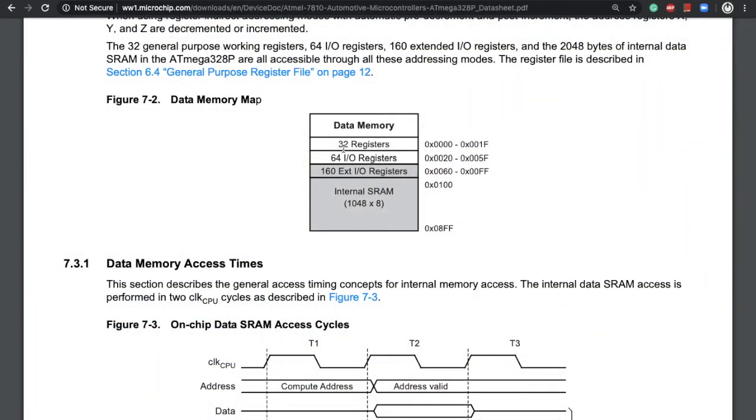Over here, it tells you the data memory mapping. It has 32 different registers. It starts from the very top, 0x00, all the way to 0x1F. 0x tells you that the number after that is represented in hexadecimal format. So 00 up to 1F are 32 different registers. And then 64 IO registers from 20 to 5F. Then 160 external registers from 60 to FF. And then the internal static RAM that it allocates goes from the 100 address space all the way to 8FF.